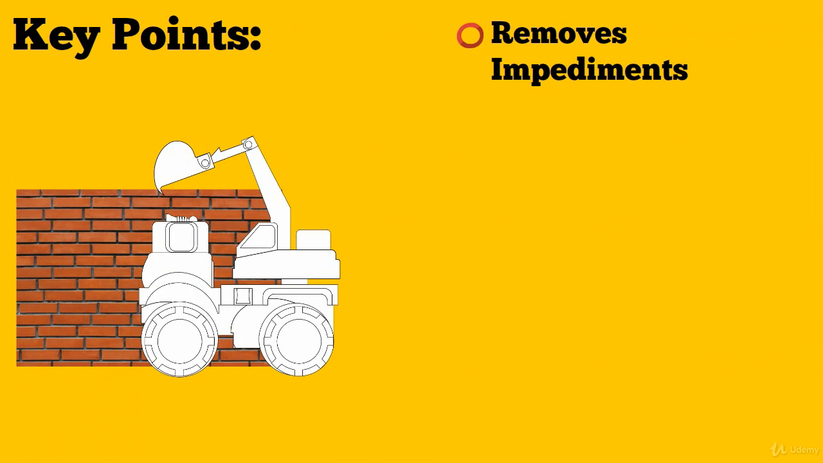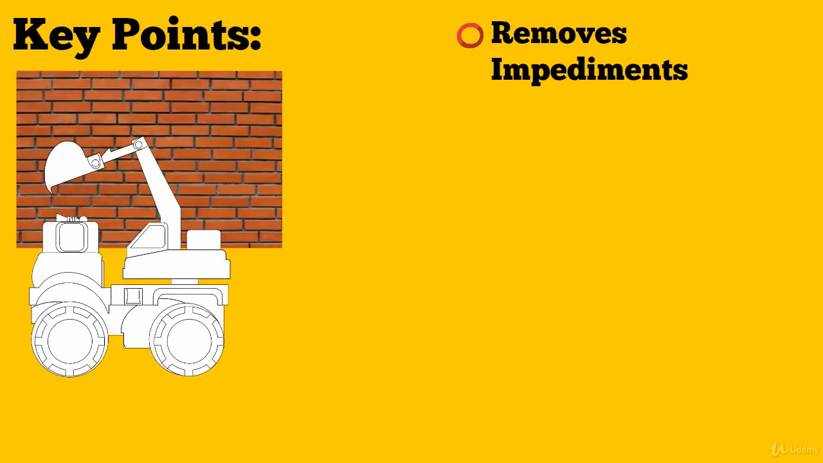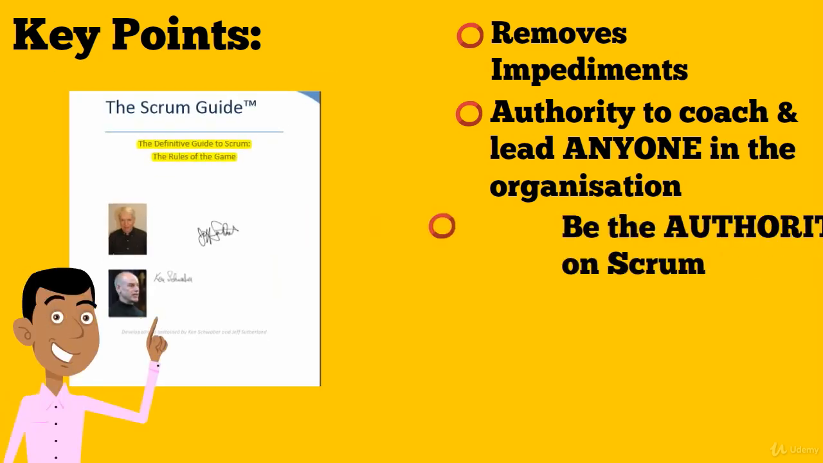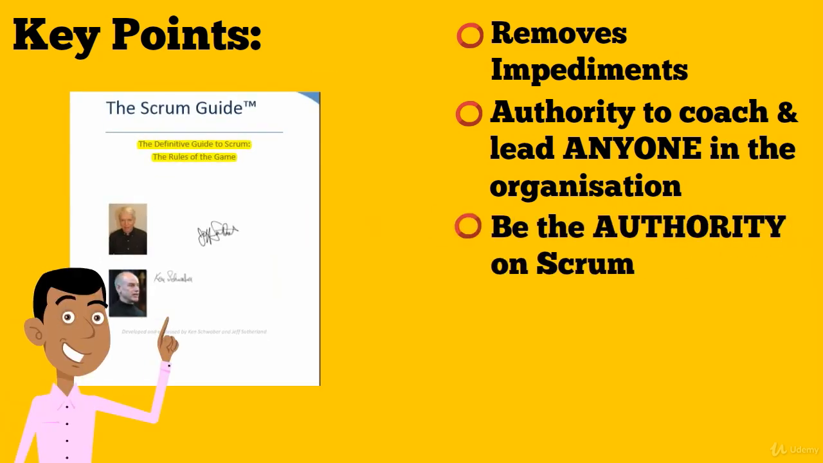I have highlighted that one because one thing that often gets missed, I think, is the fact that a Scrum Master actually has the authority to coach anyone in the organization and to lead. So those are two very important things within an organization. And the Scrum Master should really be respected for that, and be respected enough and empowered enough to go into an organization and be the authority on Scrum.